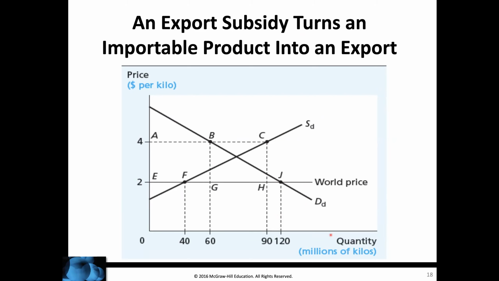And at that price, the demand at $2 per kilo is 120 million kilos of butter. So we're looking at butter here. So the world price is $2 per kilo. At that price, in the domestic country, 120 is going to be demanded. However, at that price, only 40 will be supplied or produced. So if we take 120 minus 40, we can see that this small country imports 80 million kilos of butter.